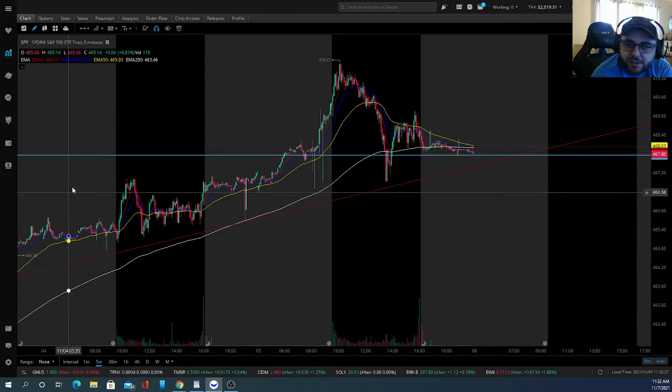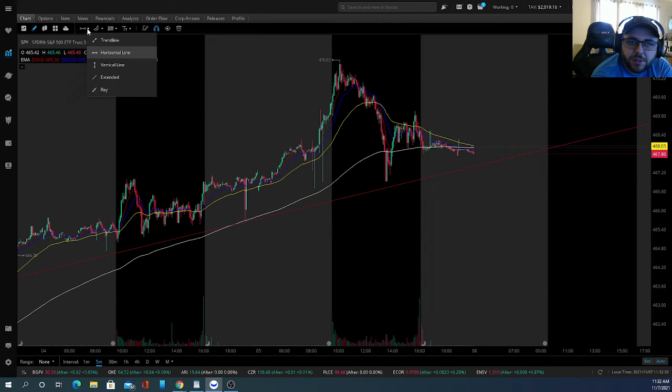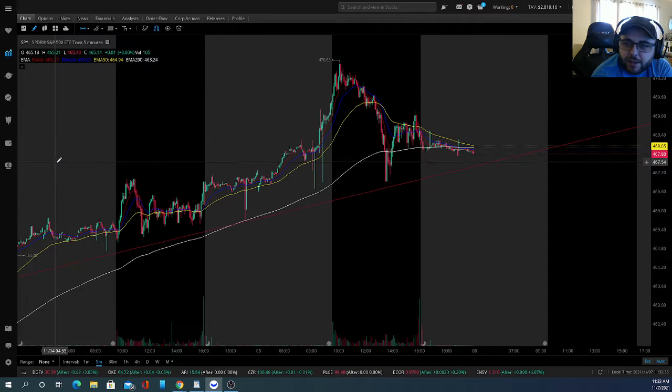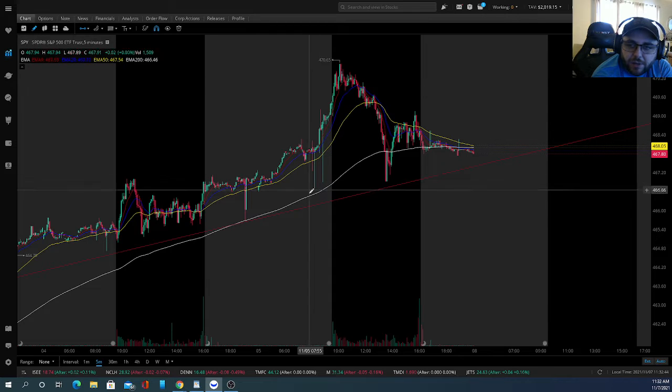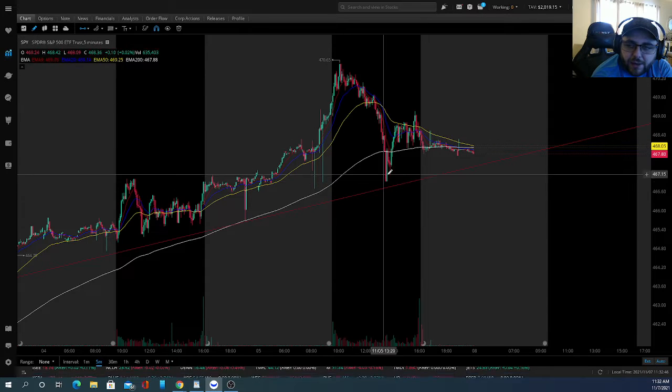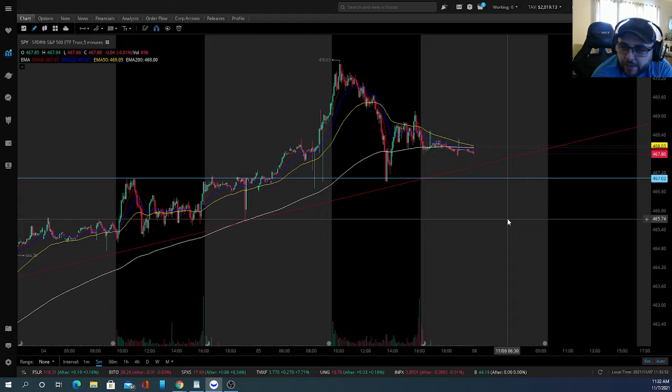So I'm going to set up. Let me get this one out of the way. All right, we're going to come in here and get a horizontal line. This was a high right here, and you can see that once we broke this high, we came down, and there was some buy-in right here and a buy-in right here. So I'm going to mark this as a channel right here. This is going to be a support.